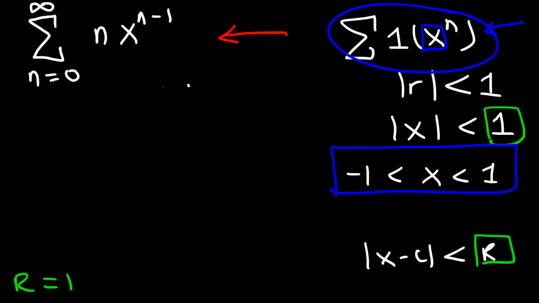So far we have this. So we're going to have a parenthesis at -1. Now we need to see if we're going to have a bracket or parenthesis at +1. So let's plug in +1.